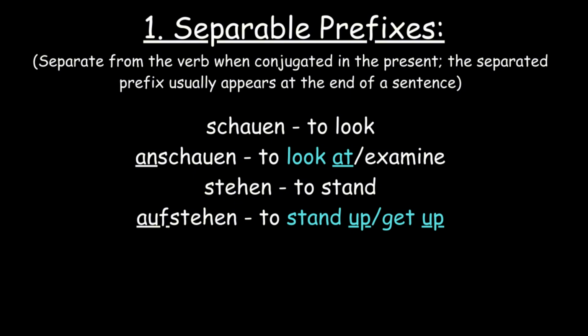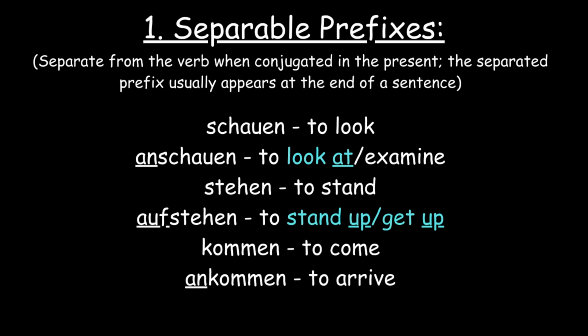However, not all verbs will be this way, like kommen, to come, and ankommen, to arrive. The two verbs have two meanings, so we just have to remember them. This is something to simply know about verbs with prefixes, so let's have some examples.